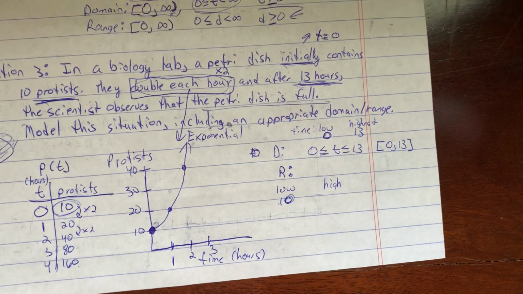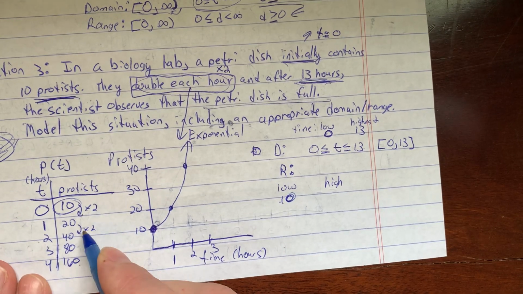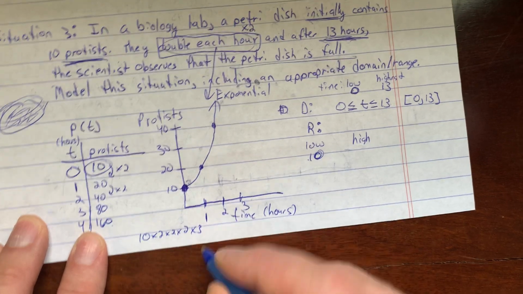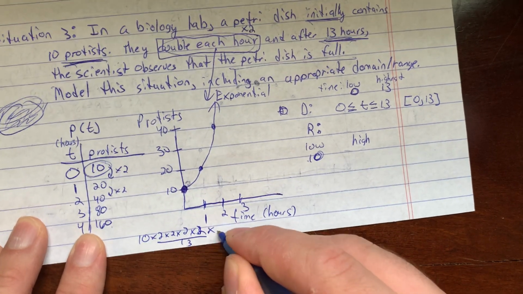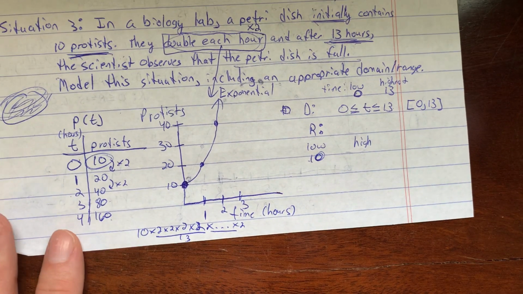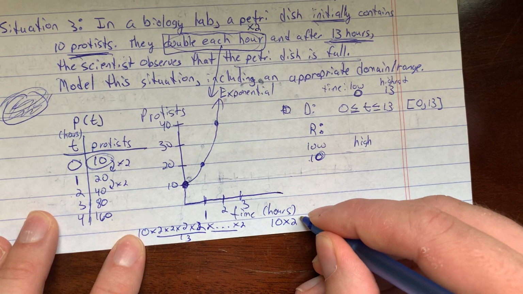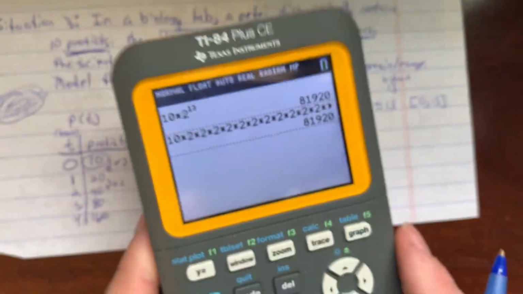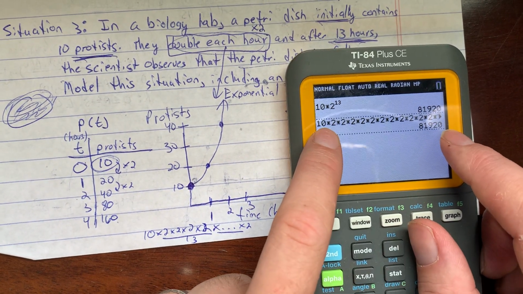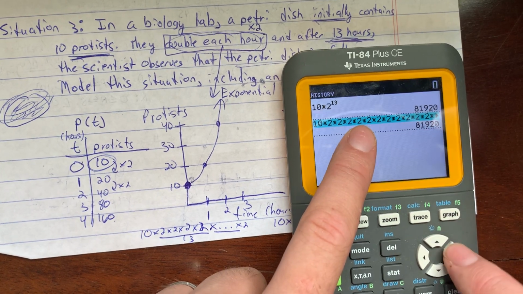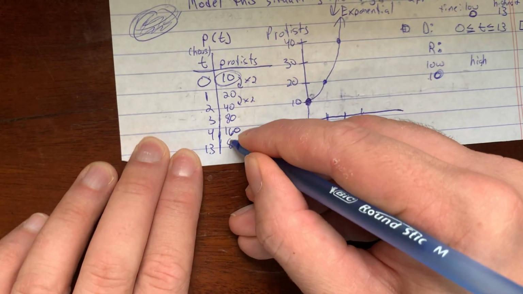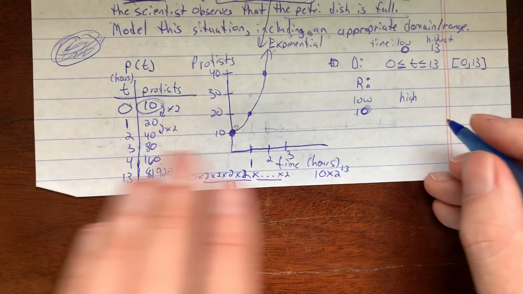And so I can use a calculator and do 10 times 2 times 2 times 2 times 2. This is going to happen 13 times. We can use ... here to show that it'll happen 13 times. And there's a shortcut way of writing this. This is 10 times 2 to the 13th power. And just to show you that these are both the same, 10 times 2 to the 13th power is the same as 10 times 2 times 2 times 2, and I typed this out 13 times. It was kind of annoying. And we get that at 13 hours, there are 81,920 protists, and that is the high.